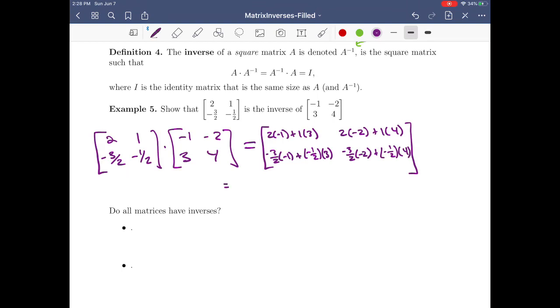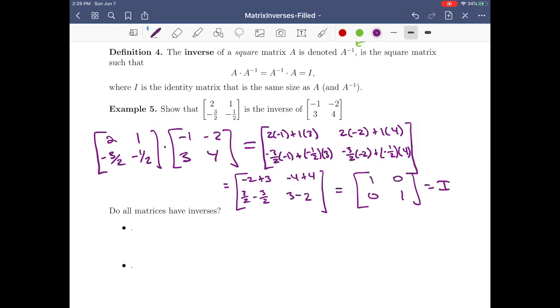Now if I simplify this, this is negative 2 plus 3. And then I have negative 4 plus 4. Down here I have 3 over 2 minus 3 over 2. And then I have 3 minus 1/2 times 4 is 2. Simplifying here, I get 1, 0, 0, 1.